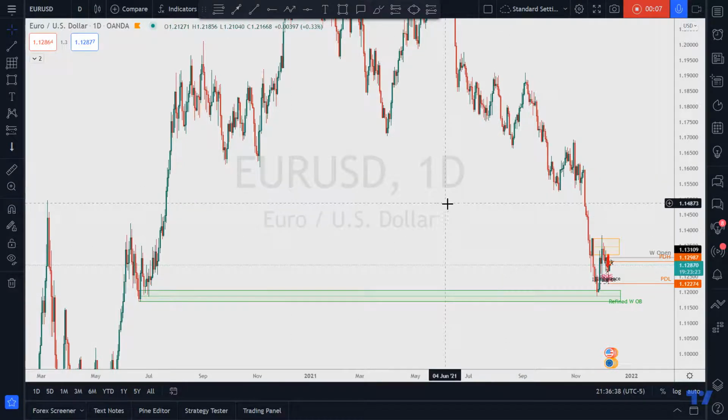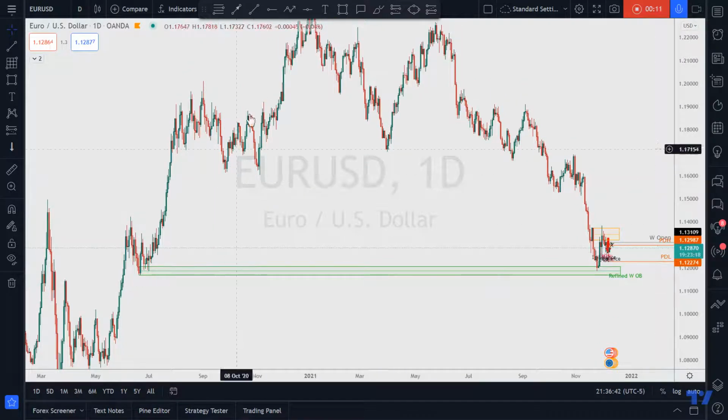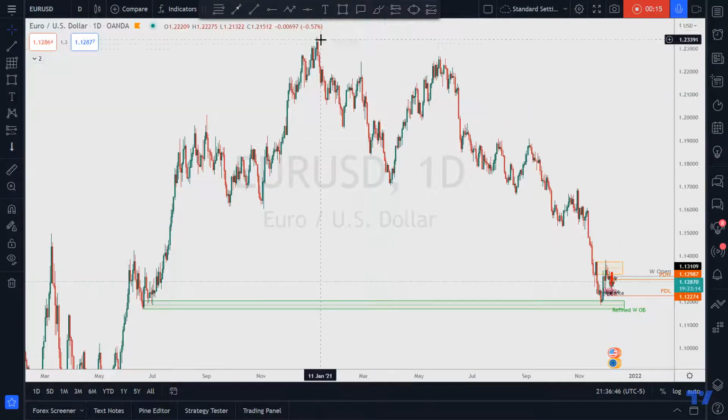EUR/USD. Let's see what situation we've got going on with this. You see how price had this topping out here, and then we started breaking structure all the way down. The market became very bearish, and we come running into an area of demand.